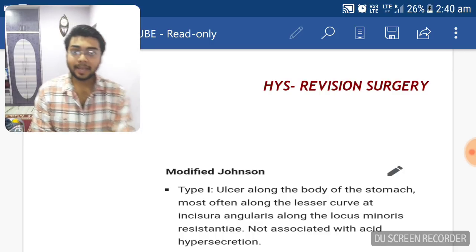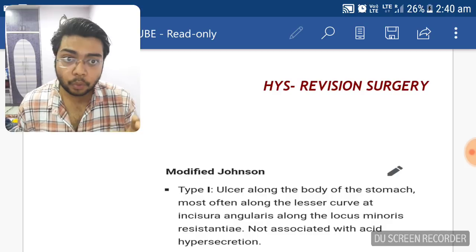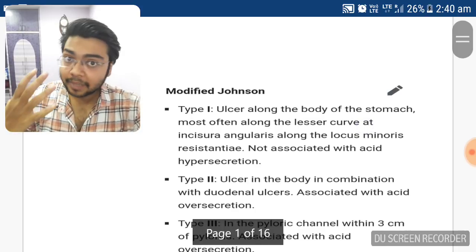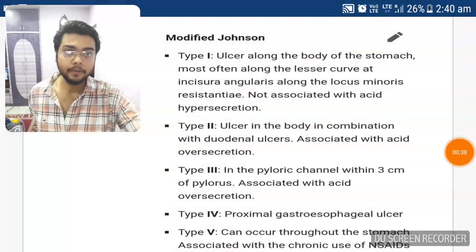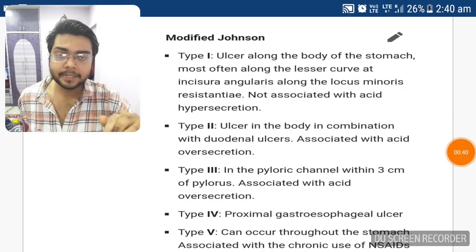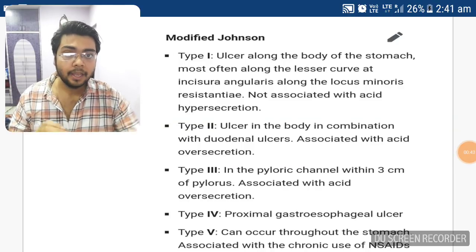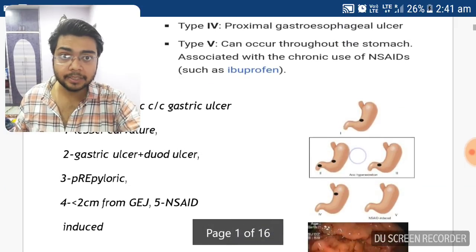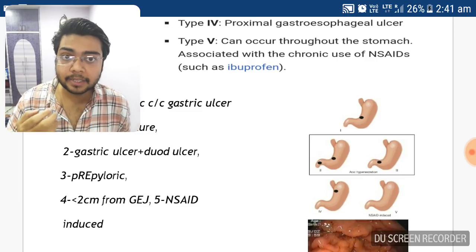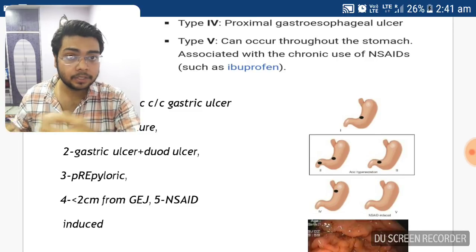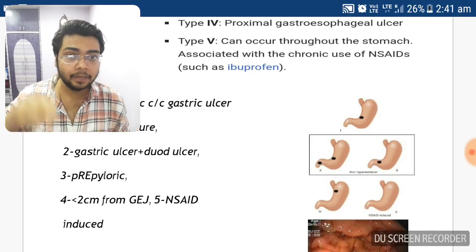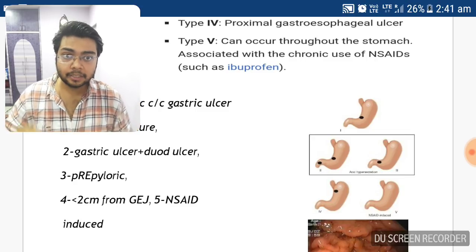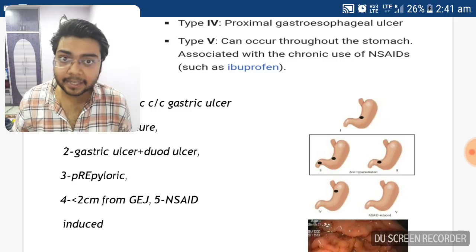Starting with the gastric ulcer, there is one classification called the modified Johnson's classification. According to it, there are five types of gastric ulcers. In type 1, the ulcer is along the lesser curvature of the stomach, and type 2 consists of both gastric as well as duodenal ulcer. Type 3 is pyloric ulcer, just 2 centimeters around the pyloric end. Type 4 is 2 centimeters around the gastroesophageal junction, and type 5 is related to NSAID intake.